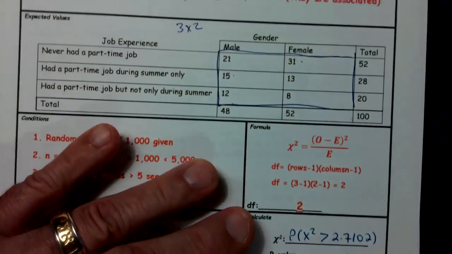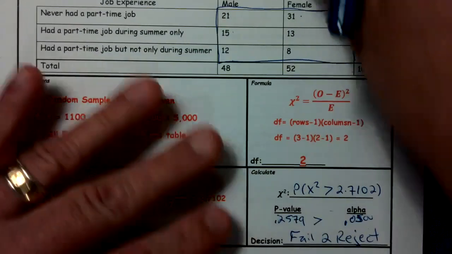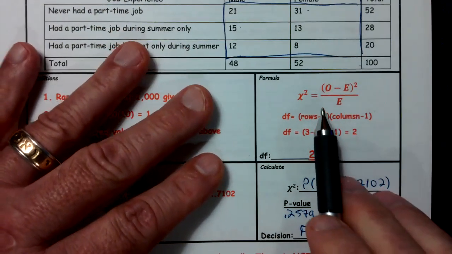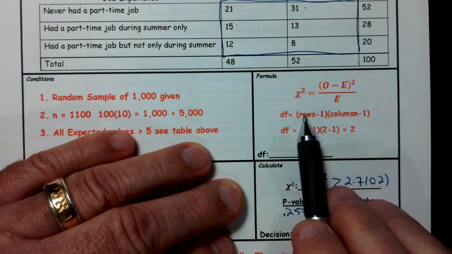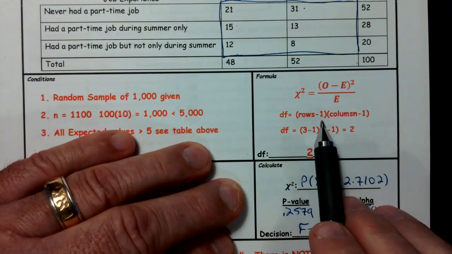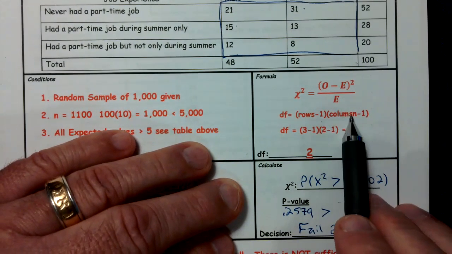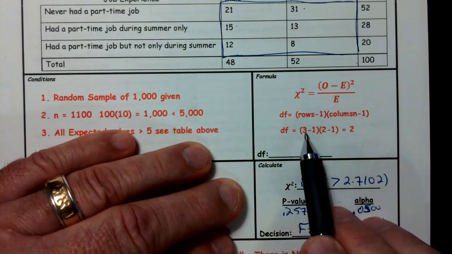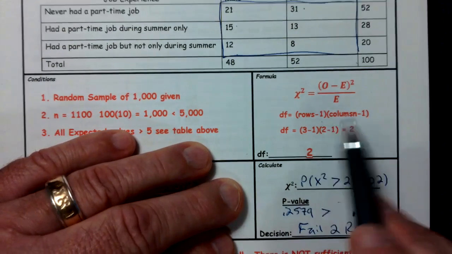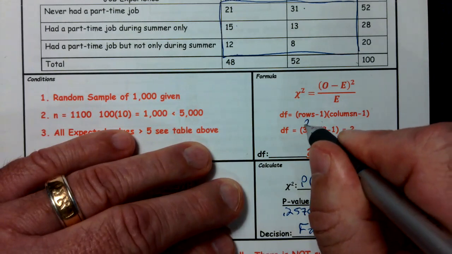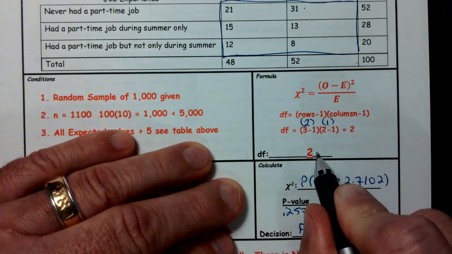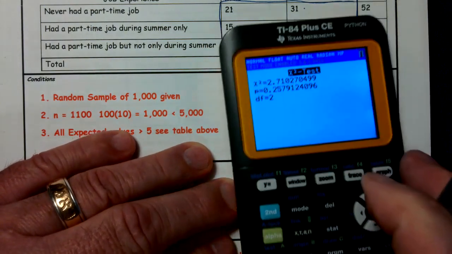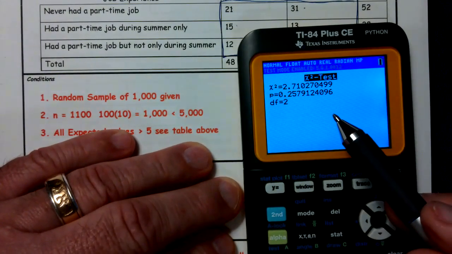So that's our decision. Also want to talk about the degrees of freedom. Well, our formula is chi-squared, observed minus expected, squared over expected. Well, degrees of freedom is going to be rows minus 1 times columns minus 1. So we have 3 rows and 2 columns. So 3 minus 1 is 2. 2 times 1, well, that just gives us the 2 right here. So our degrees of freedom are 2. And that was also provided to us on the calculator.